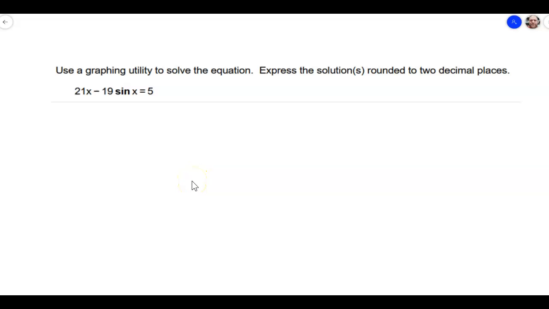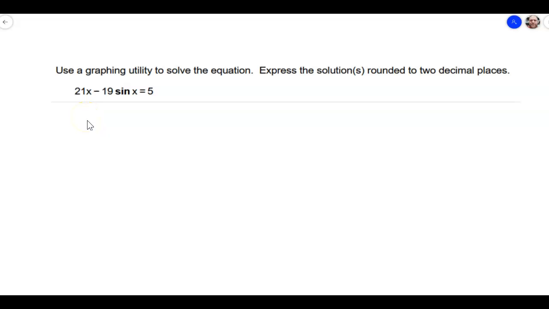Here it says, use a graphing utility to solve the equation. Express the solution rounded to 2 decimal places. And we have a function here, and this is an ugly one. It says 21x minus 19 times the sine of x is equal to 5.